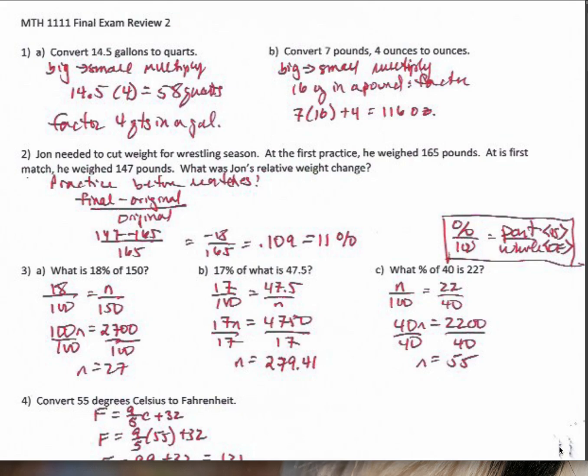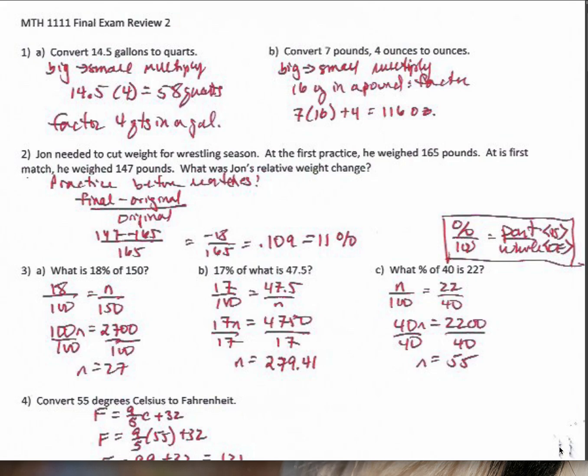So question 1A, convert 14.5 gallons to quarts. So if I'm going to go gallons to quarts, well, we know that a gallon is a lot bigger than a quart. So I'm going big to small, which means I'm going to multiply. And I have 14.5 gallons. Now, what's the factor that goes gallons to quarts? Well, quarts, quarters, it's 4. So 14.5 times 4 is 58 quarts.